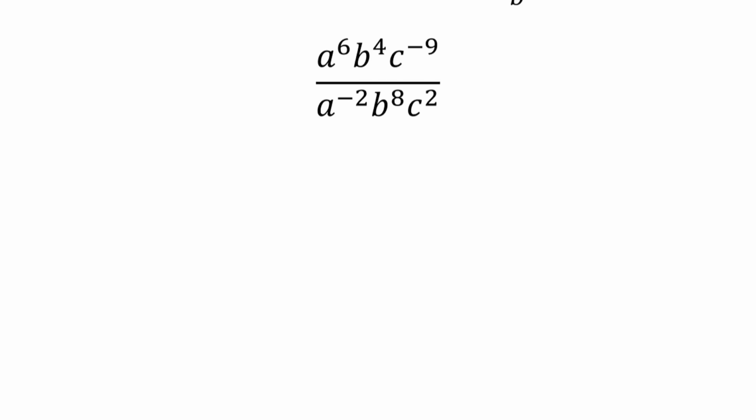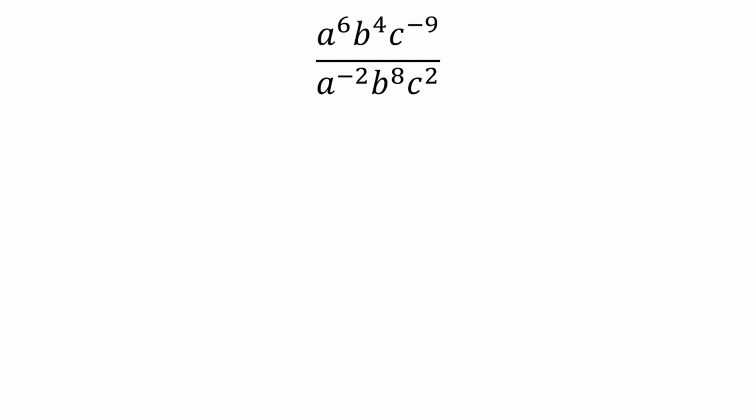Let's try one with negative exponents. We have a to the 6th power times b to the 4th power times c to the negative 9th power divided by a to the negative 2nd power times b to the 8th power times c squared. First, let's switch any negative exponents from the numerator to the denominator, or vice versa, and then rewrite them as positive exponents.